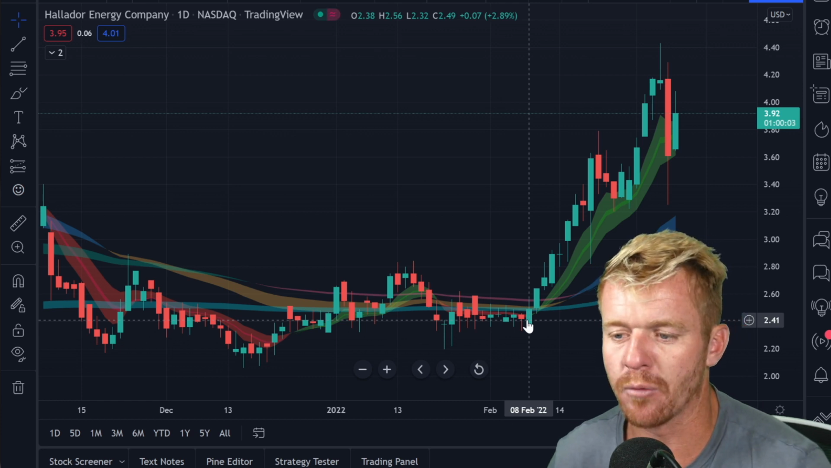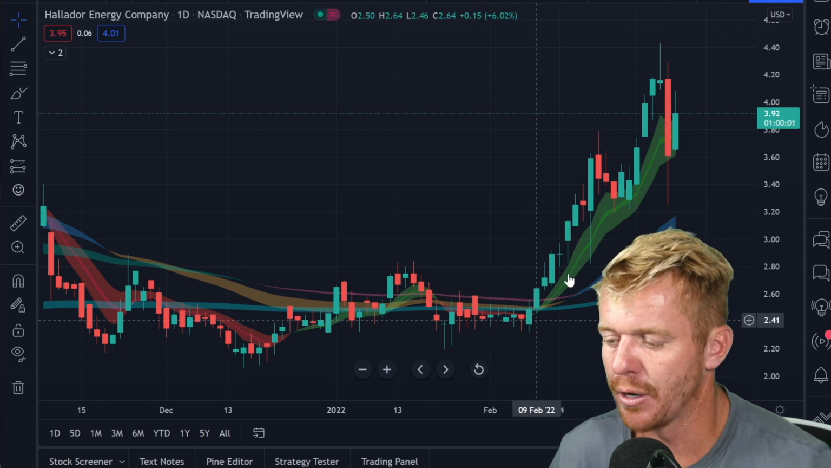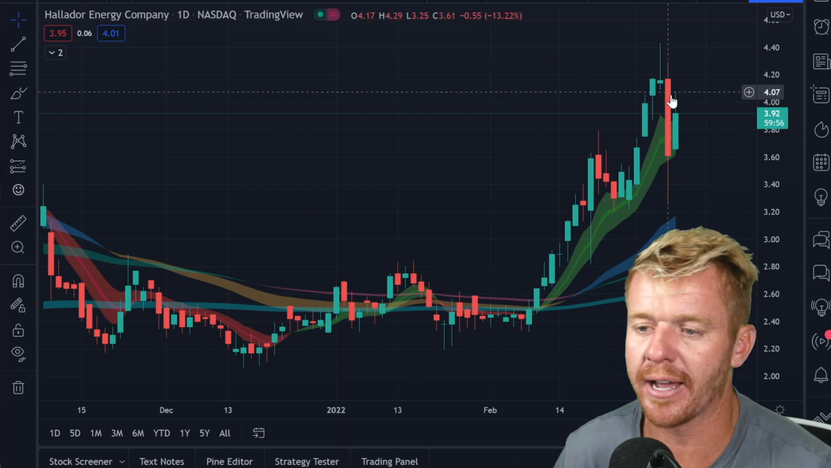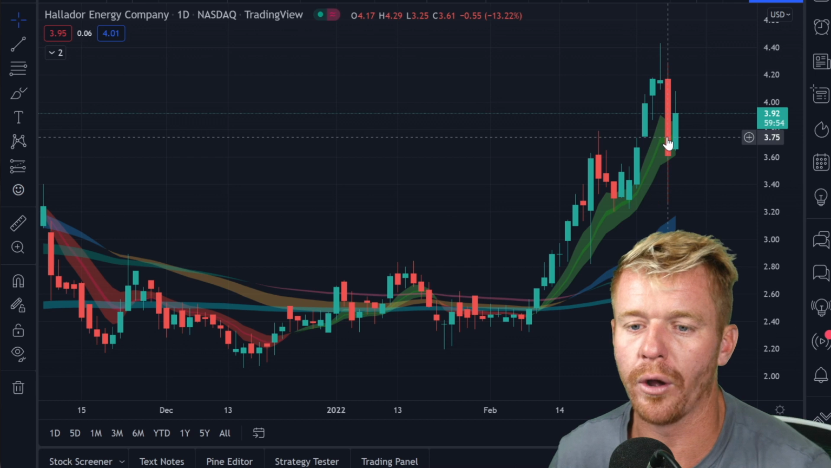Back there in the beginning of February, it was $2.41. Recently, with the big move, you had a move up to the $4.40 area. And then yesterday with the price of oil backing down.